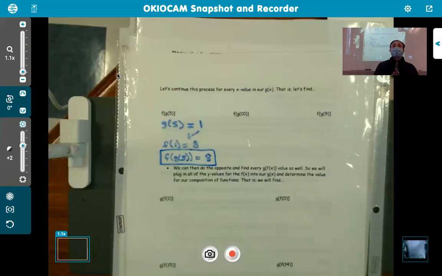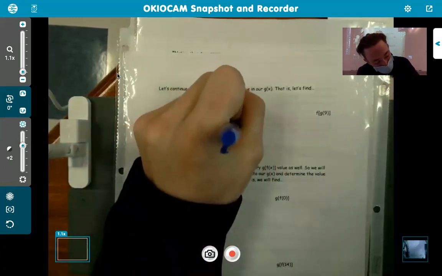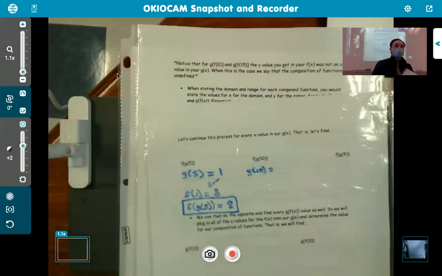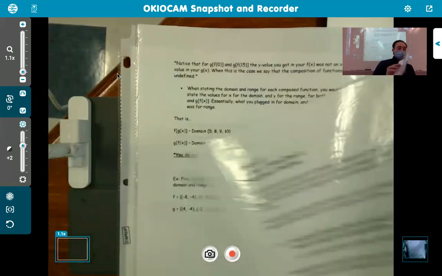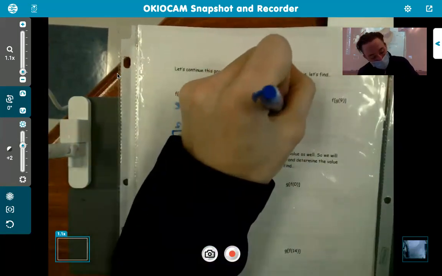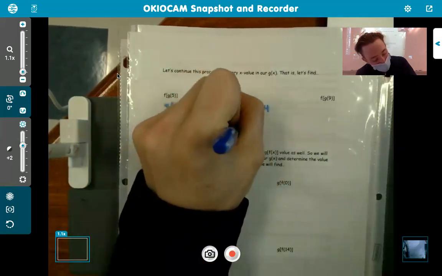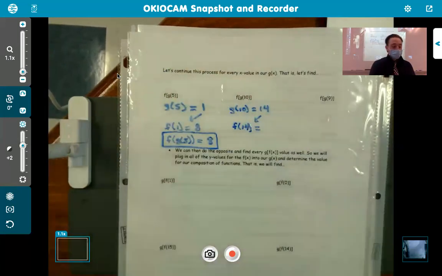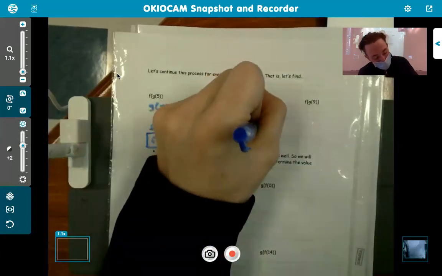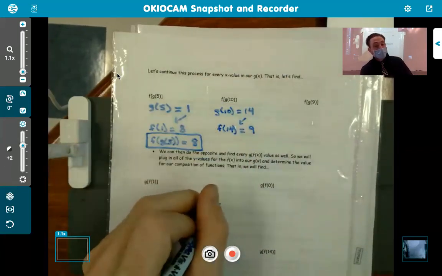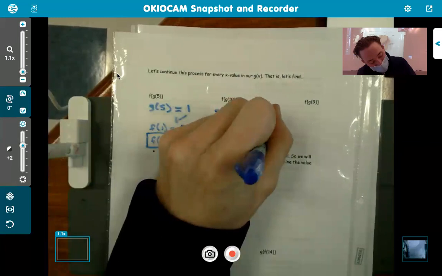We'll just do the same thing for each x value in our g of x function. So now I'll go to g of 10. What's g of 10? Right, good. I look for wherever 10 is in my x, 14 is my y. And then I'll take that 14 and plug it into the f function. And what's f of 14? 9. So then f of g of 10 is 9.